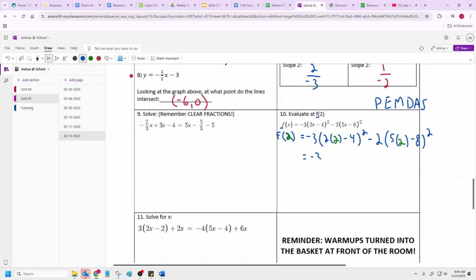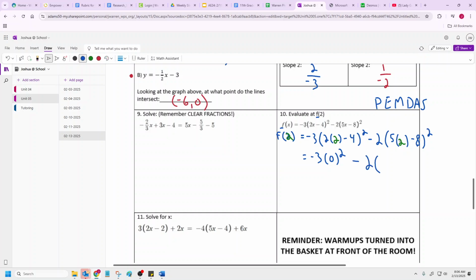I'm going to bring down my negative 3. 2 times 2 gives me 4. Minus 4 gives me 0. So this whole little thing inside here comes down to 0. And then I'm going to bring my squared here. Show your work. I'm going to bring my 2 down here.